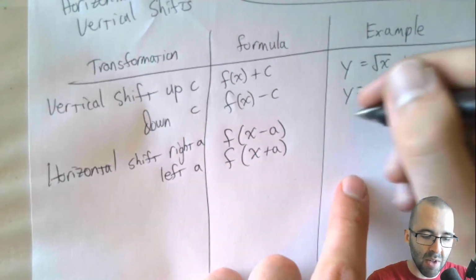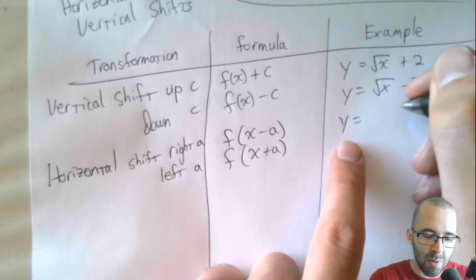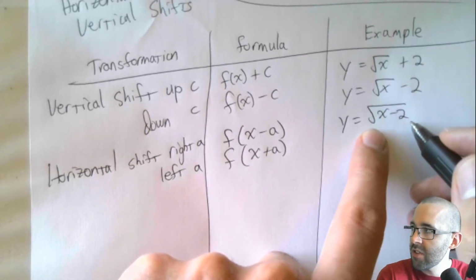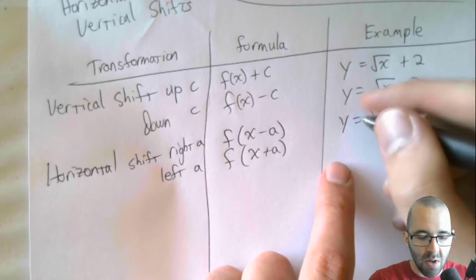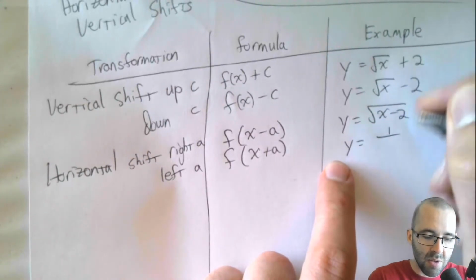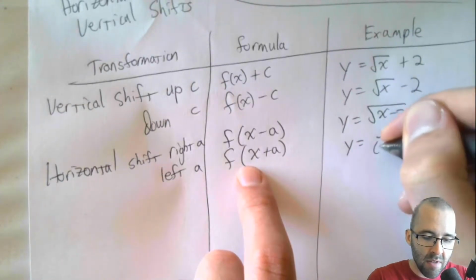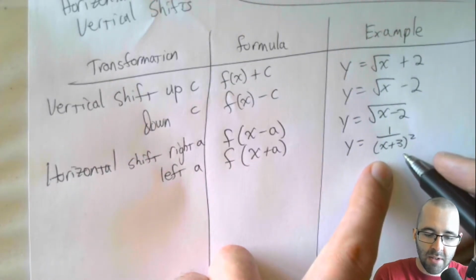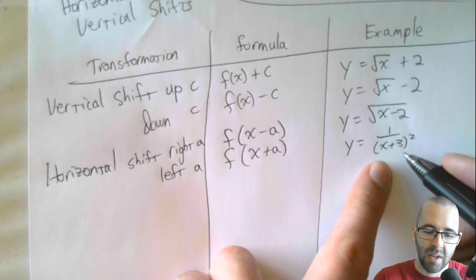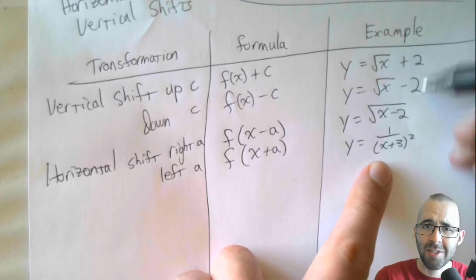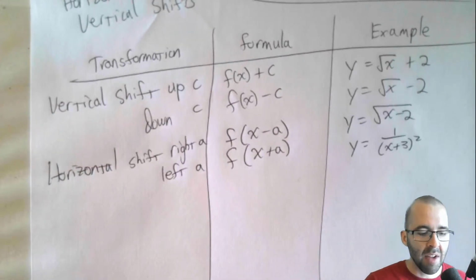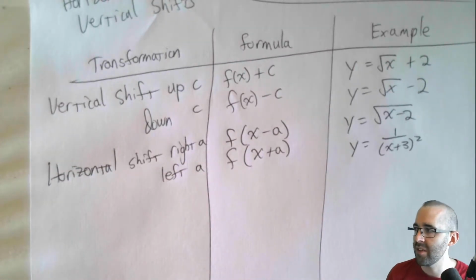Okay, so an example here could be like, I don't know, y equals the square root of x minus 2. This moves the square root function 2 units to the right. Or I don't know, y is equal to 1 divided by x plus 3 squared. This takes the reciprocal squared function and moves it left 3 units. Realize I was using a lot of square roots here in our example. They don't all have to be square roots. Okay, and those are the transformations that we're talking about in this video.